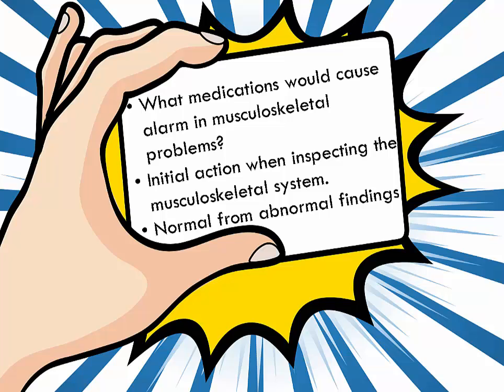What is an initial action when inspecting the musculoskeletal system? Always begin with inspection, palpation, and range of motion, regardless of the region examined, except for the abdomen, which is inspection, auscultation, percussion, palpation. Regarding regional considerations, remember that the clavicle is part of the shoulder, so be sure to include it in the exam.